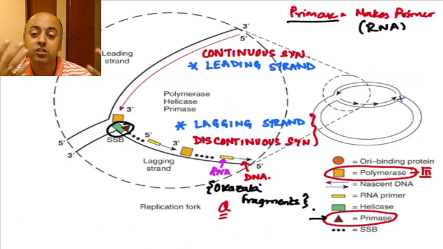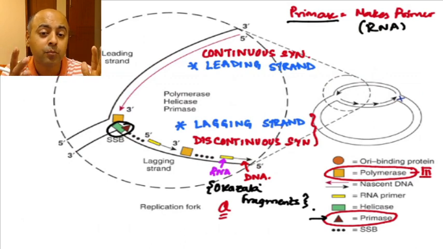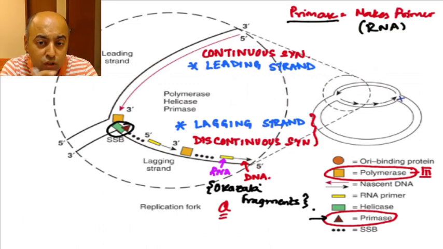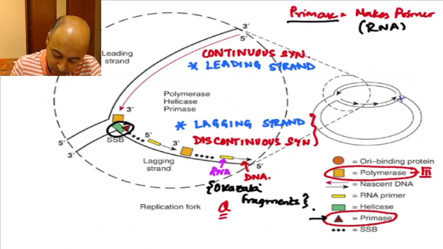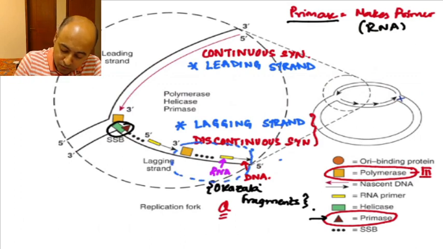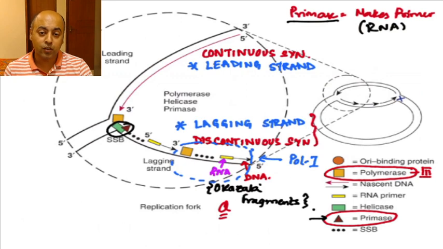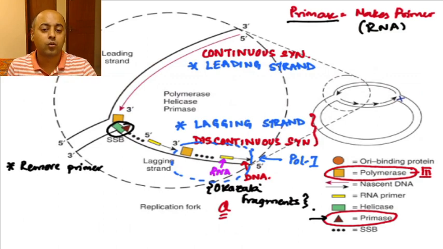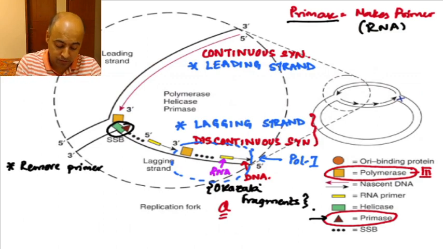But when the replication process is complete, we don't get fragments of DNA. We get the final complete structure of the DNA. So we have to remove these small fragments which are there. These small fragments are removed by the DNA polymerase 1. The DNA polymerase 1 will perform two functions. What does it do? Number one, it will remove the primer. It will cleave out the primer, it will delete the primer.